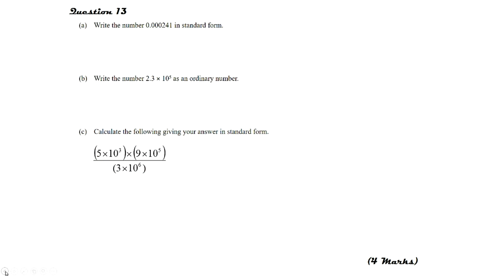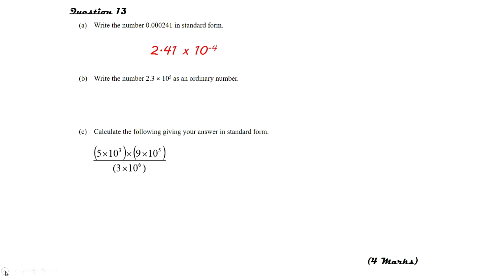Question 13. Standard form, pretty standard, I guess, this question. Comes up in lots of different exams, usually on a non-calculator paper. You can always check your answers to these by counting decimal place jumps. So 0.000241 in standard form is very simple, 2.41 times 10 to the minus 4.